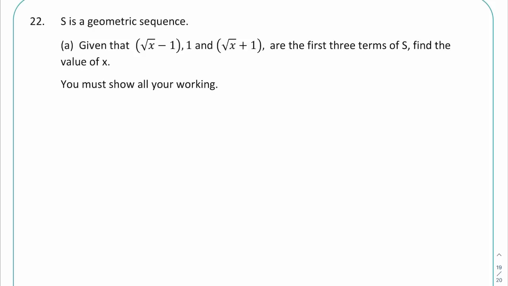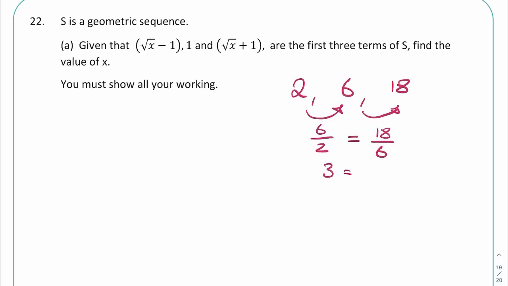Okay, so if we think about a really basic geometric sequence, something like 2, and let's, I don't know, multiply it by 3. 2 times 3 would be 6, and then times it by 3 again, and that'd be 18. To find the common ratio of 3 in a basic sequence, you would take the bigger divided by the smaller. So 18 divided by 6, or you could do 6 divided by 2. But the important thing is they have to be the same. And they are. 6 divided by 2 is 3, and 18 divided by 6 is 3.